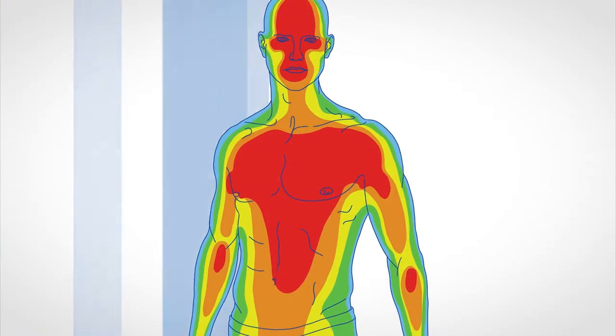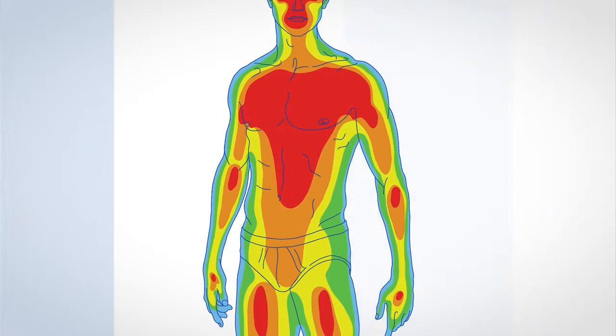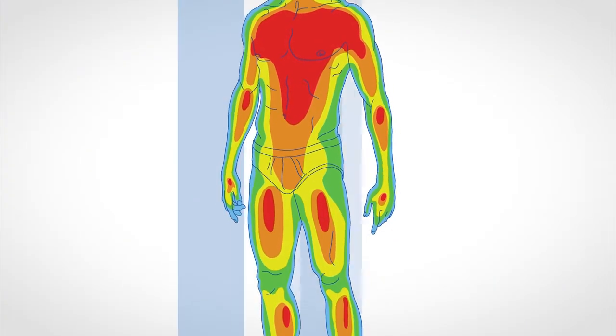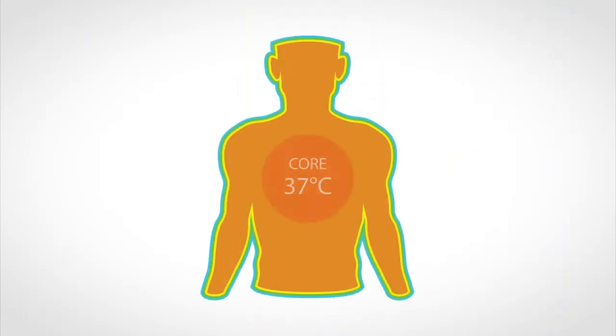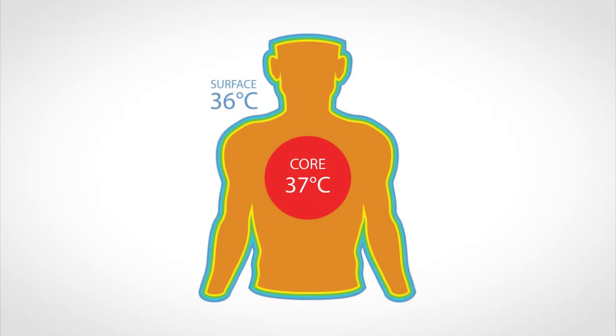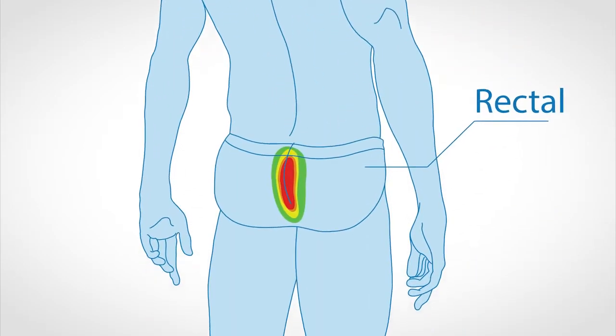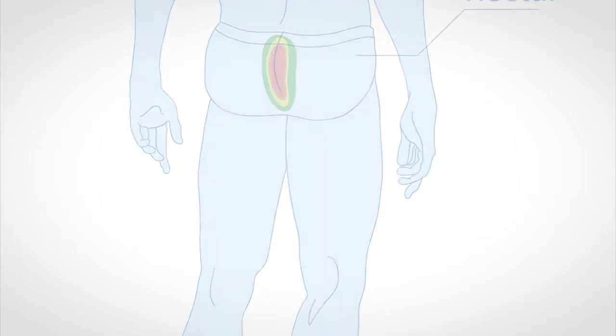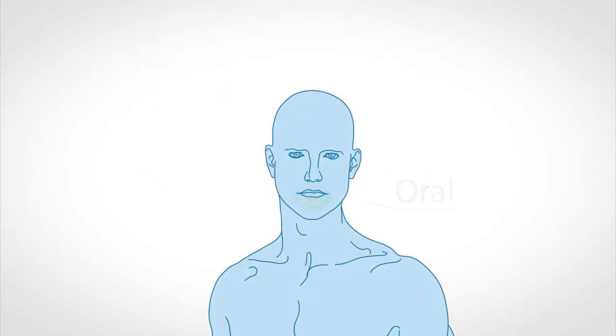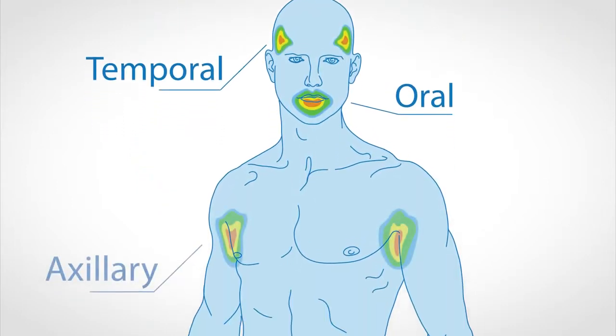Temperatures differ in various parts of the body. The body's core temperature is higher than that of the body's surface temperature. A core temperature is measured at either one of the tympanic sites or the rectal site. A surface body temperature is measured at the oral, temporal, and axillary sites.